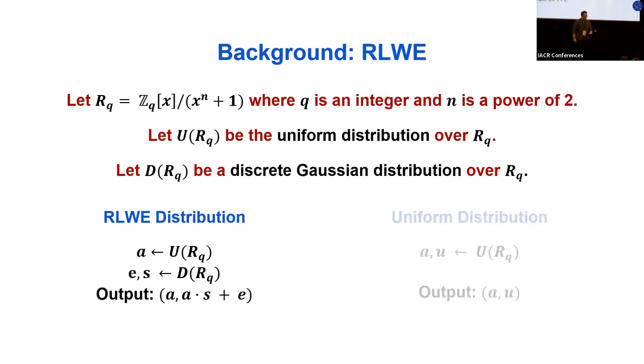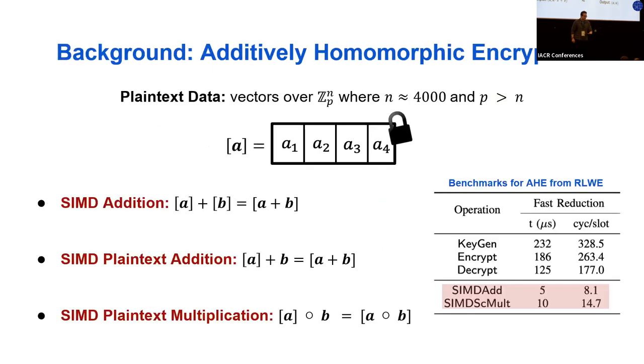And the ring LWE assumption states that these two distributions on the left and right here are not distinguishable. So in particular, this second polynomial in the output on the left is very close to a linear function in A, but the end on the right is just uniformly random.